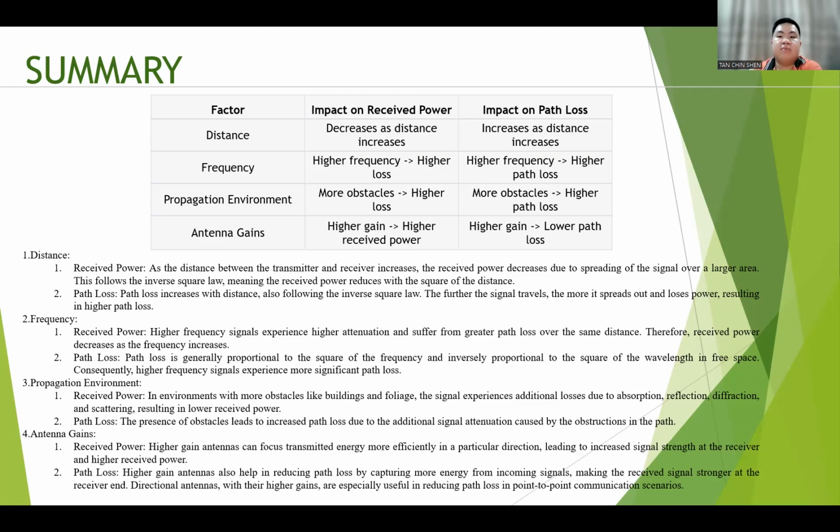Okay, so this is the summary table and a few explanations. Okay, so I didn't go one by one. I just mentioned it just now from the table, so we can see that distance, frequency, propagation environment, and antenna gains will impact the receive power and the path loss.